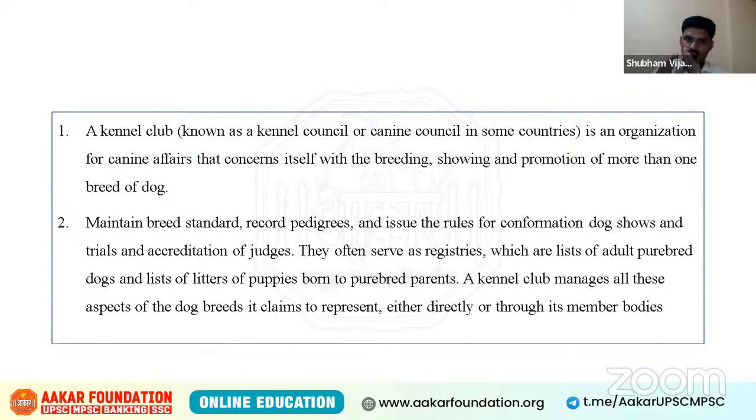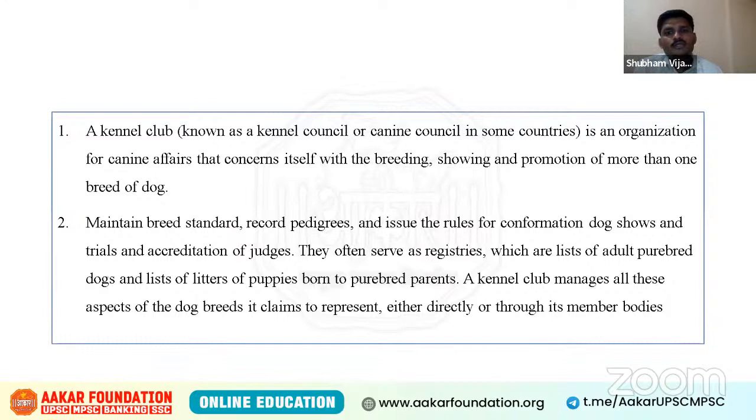We are talking here about a pedigree. We have finished what a pedigree is and what its uses are. Now we are talking in short about this kennel club. What does the kennel club do? It maintains the breed standard, records the pedigrees, and issues the rules for conformation of dogs, conformation dog shows, upcoming shows, trials, and accreditation of judges.